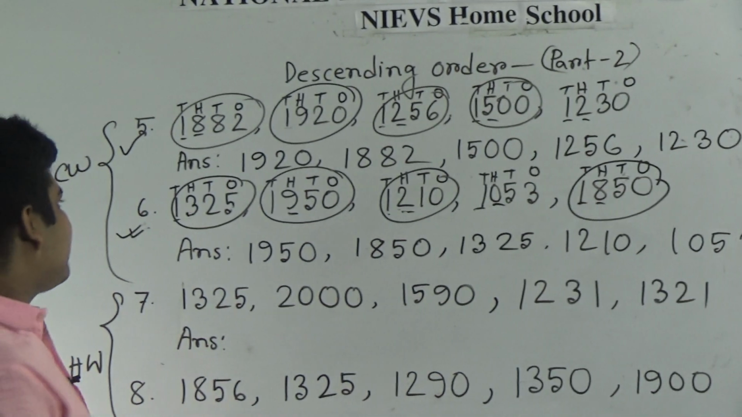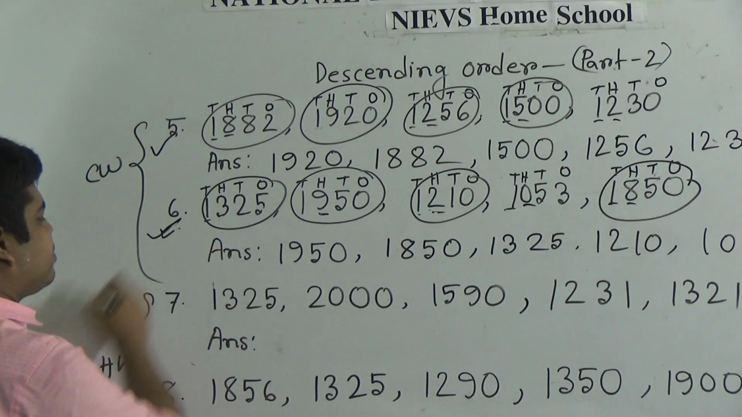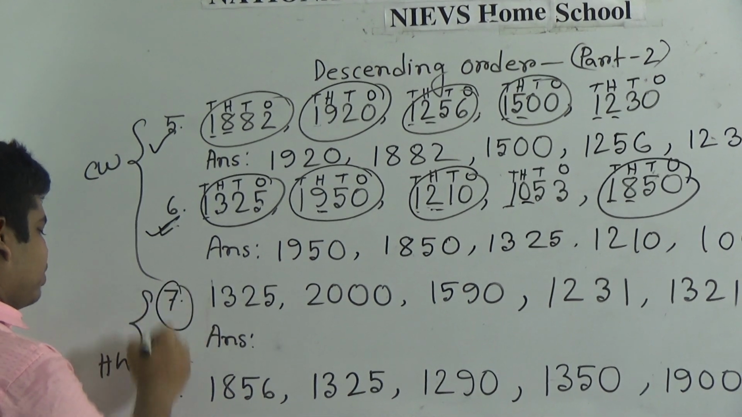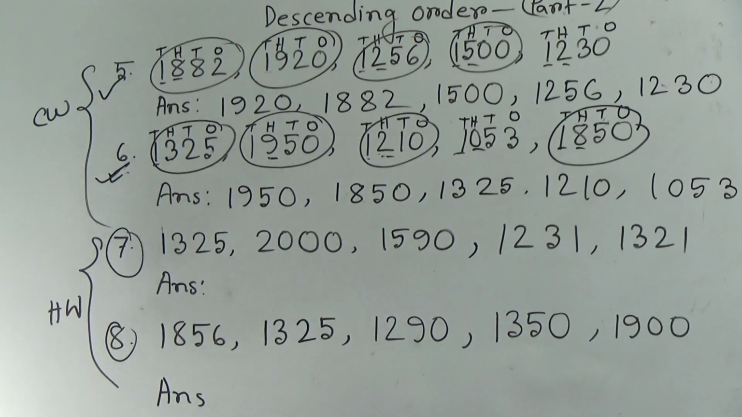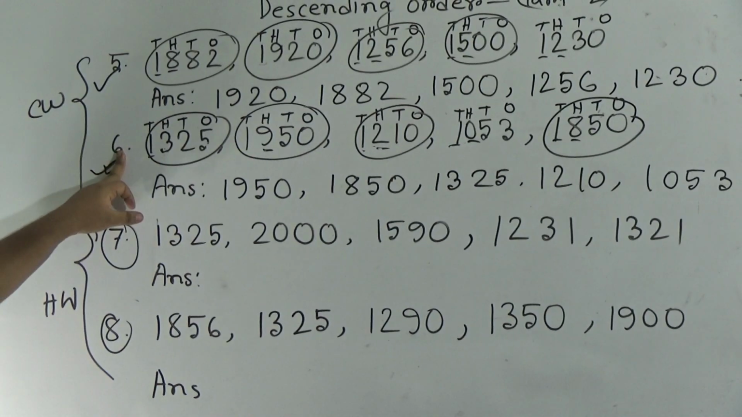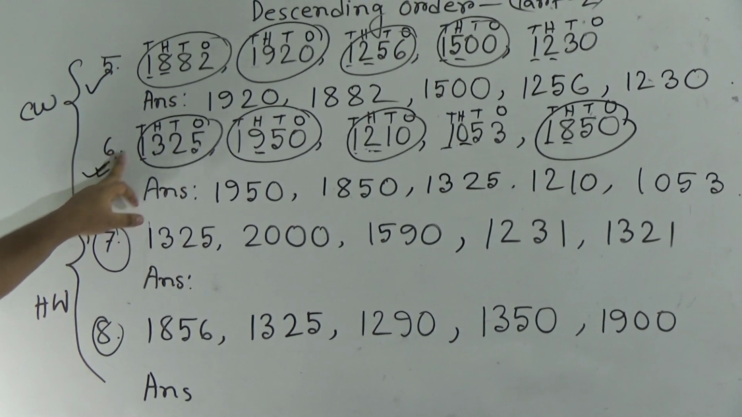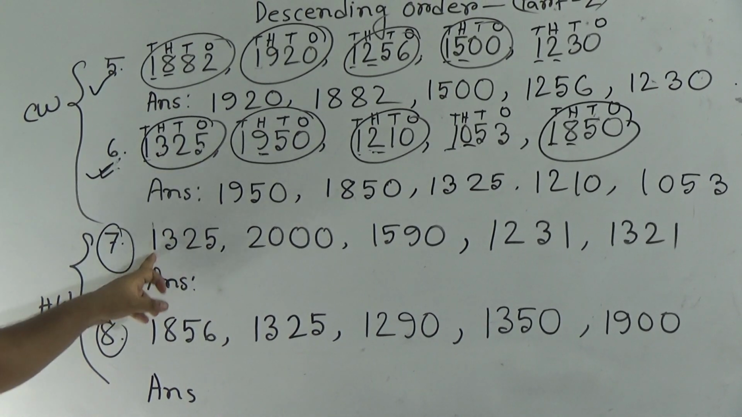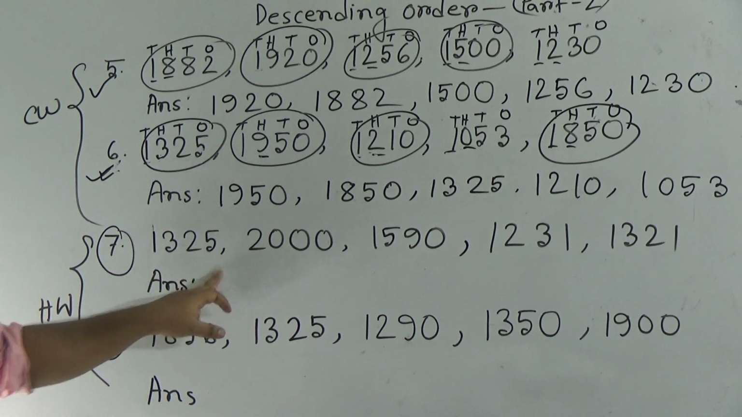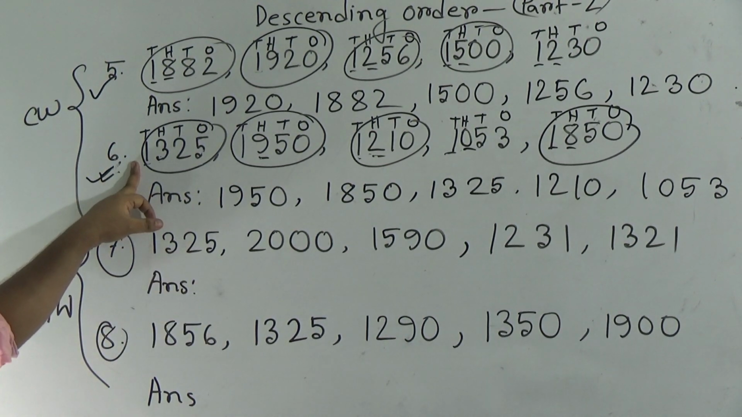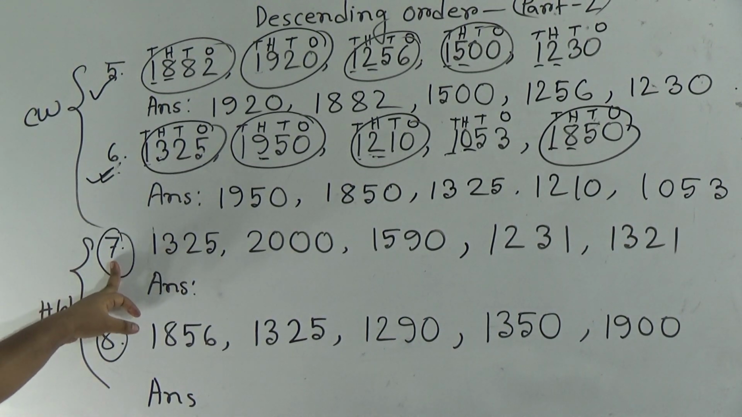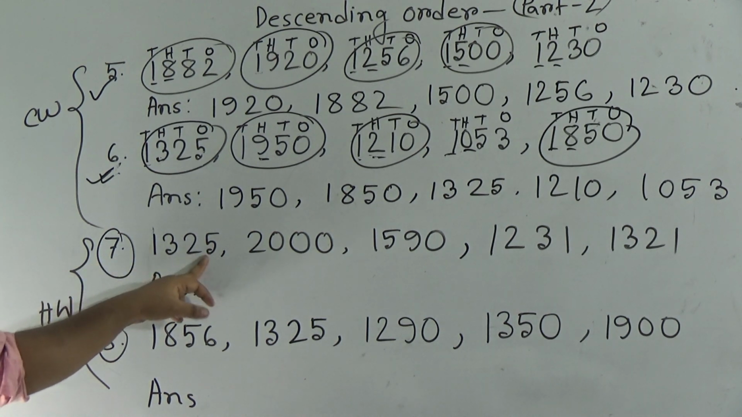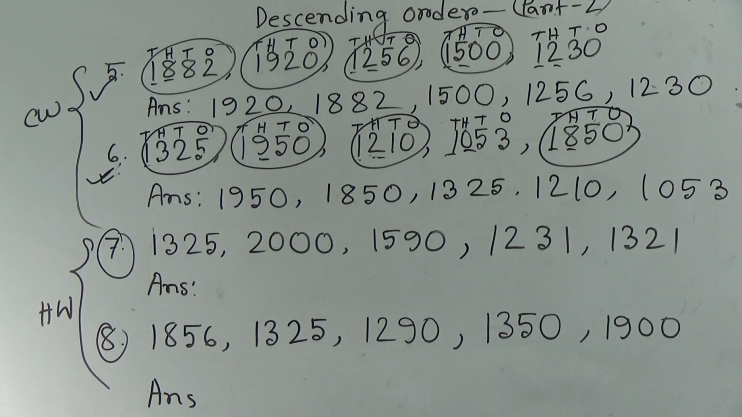I hope you have understood question number 6. My dear students, question number 7 and question number 8 will be your SW. And you notice this question 7 starts with 1325 and this is also 1325, so don't write this as your SW. You write this 7: 1325 and 2000. Okay, I hope you have understood, and you must write this 7 and 8 number. Okay, 7 and 8 number.